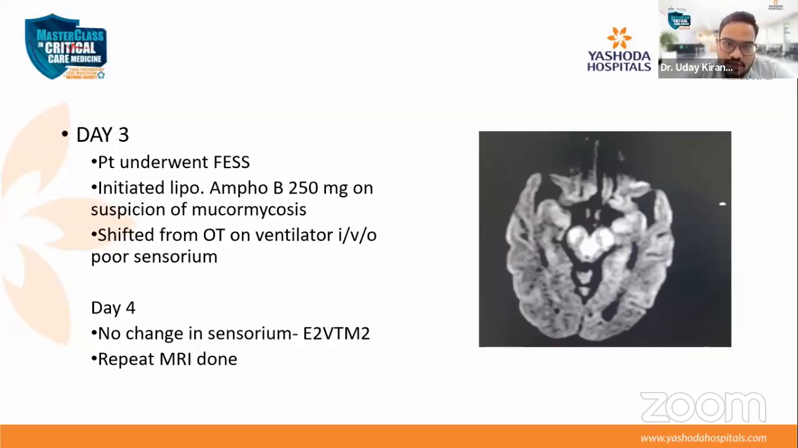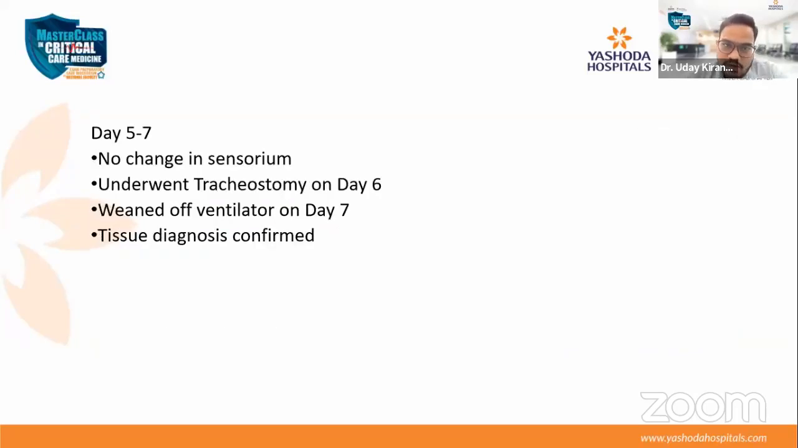From day 5 to day 7, patient sensorium remained the same with E2 M2 response. And patient underwent a tracheostomy on day 6, sir, and switched over to BiPAP, followed by thermovent, and weaned off ventilator from day 7, sir. Tissue diagnosis confirmed aseptate hyphae with branching perpendicularly, suggestive of invasive mucormycosis. Tissue diagnosis was confirmed on day 7, sir.